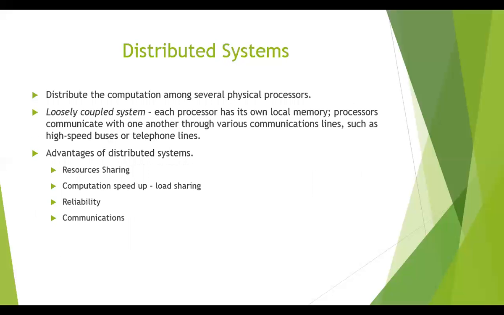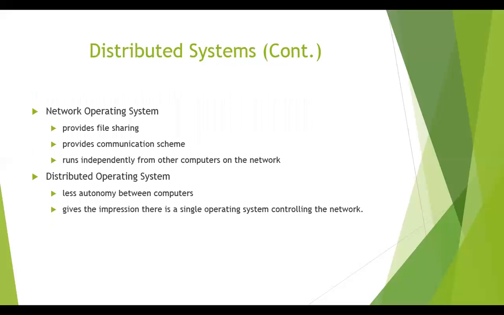And last is the distributed system. In a distributed system, there are many processors, and the computation is distributed over the processors. It is a loosely coupled system. Each processor has its own local memory. Processors communicate with one another through various communication lines such as high-speed buses and telephone lines. The advantages are resource sharing, computation speedup, reliability, and communication.